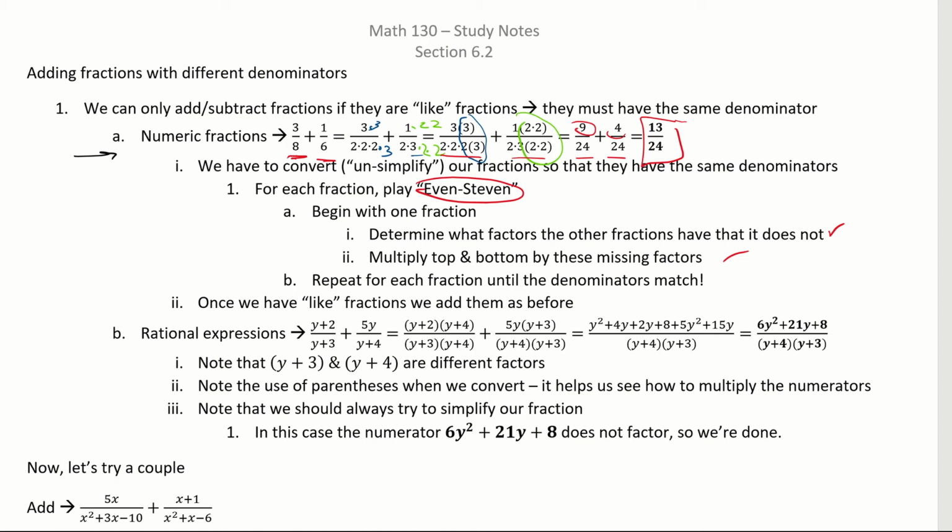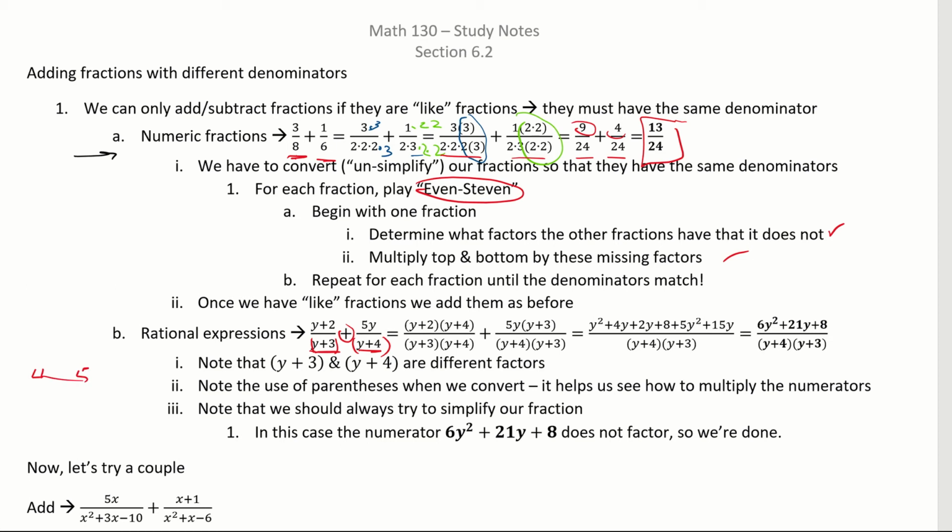Okay, here's an example where we're actually adding y plus 2 over y plus 3 to 5y over y plus 4. What I do is I go, this one's kind of straightforward. If I look at y plus 3 as a single factor, I look over here, y plus 4 is actually a different factor. And that is something that you train your brain to see. y plus 3, y plus 4, they're different. If y was 1, it would be 4 and 5. Those are different factors, okay?